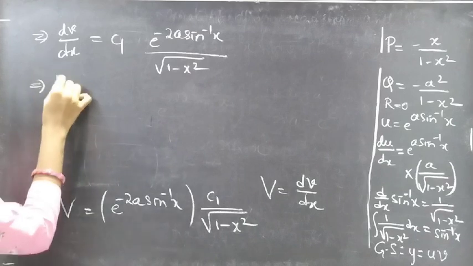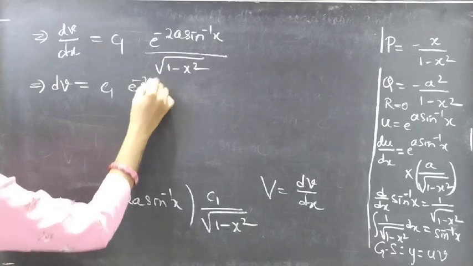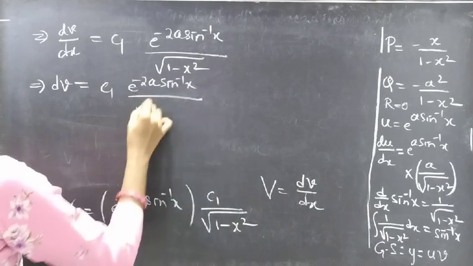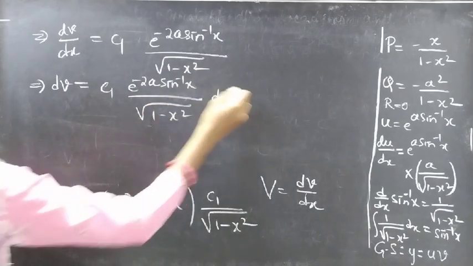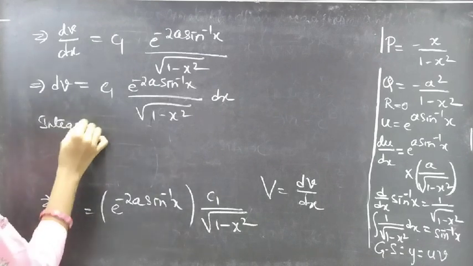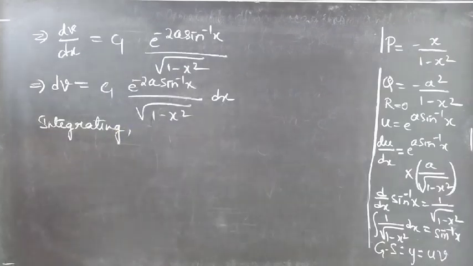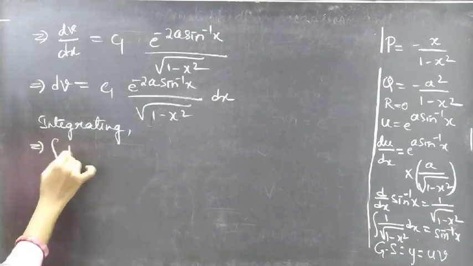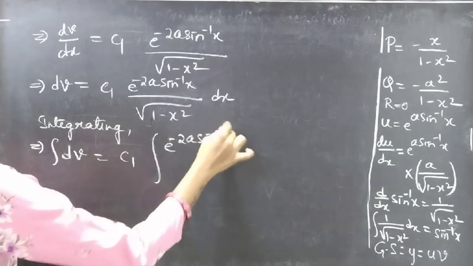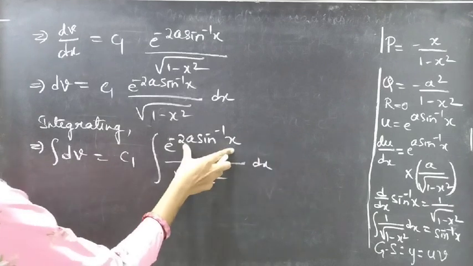Now, we'll separate the variables. We'll just take the differential dx to the RHS. Then we'll get dv equals c1 e power minus 2a sine inverse x by square root of 1 minus x square into dx. Now, we can perform integration. Integral dv equal to c1 integral e power minus 2a sine inverse x by square root of 1 minus x square into dx.